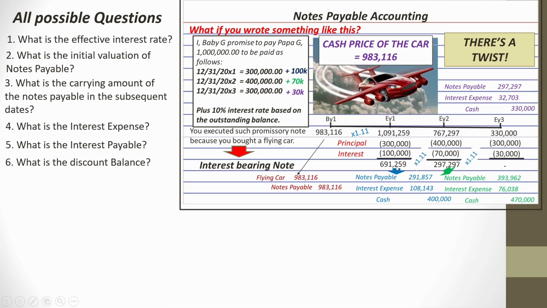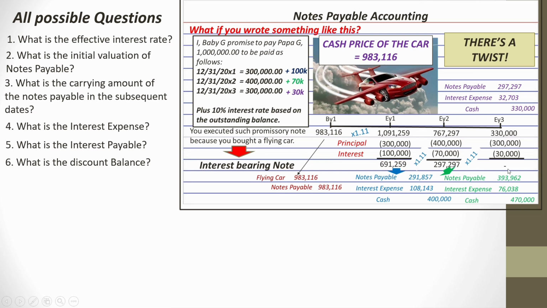And continuing at the end of year 2, the undiscounted balance will now become 300,000 because again, from 1 million, 300,000 was already paid at year 1 and at year 2, 400,000 was already paid. So the remainder or the outstanding balance remaining is only 300,000. So that 300,000 should be compared to this 297,297 and then we need to get the difference and that's the discount already at the end of year 2.